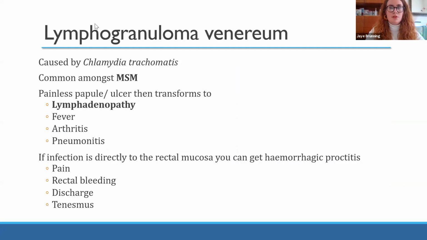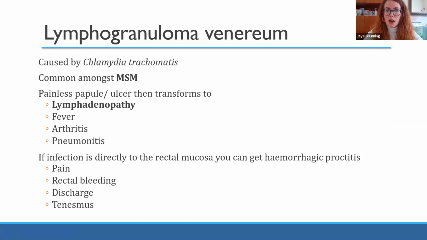So just going to move on to lymphogranuloma venereum, which is caused by Chlamydia trachomatis. As I said before, it's common amongst men who have sex with men. I thought I'd just touch on this in this tutorial.